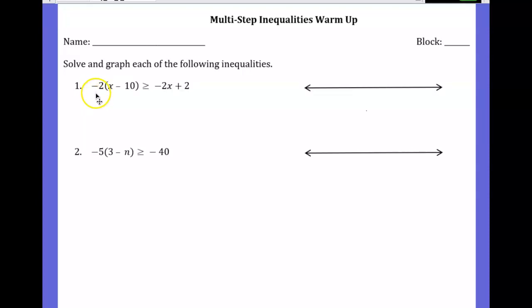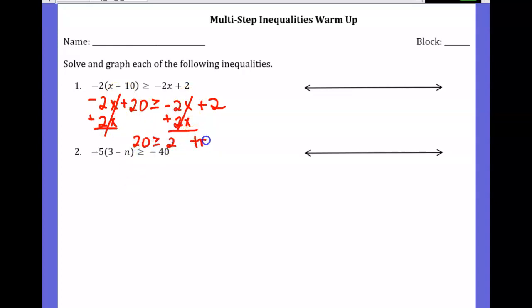So we start out and we're solving and graphing each of the following inequalities. So we start out by distributing. Okay, and I got negative 2x plus 2. I want to move the variable to one side by adding 2x to both sides. And when I do that, the 2x cancels out on both sides, and I'm left with 20 is greater than or equal to 2. Well, that's a true statement, so we know that the solution is all real numbers. And we graph all real numbers by just putting a line on top of the number line going both directions.